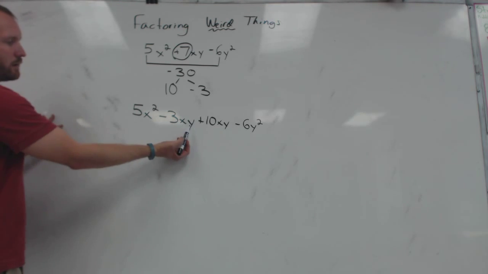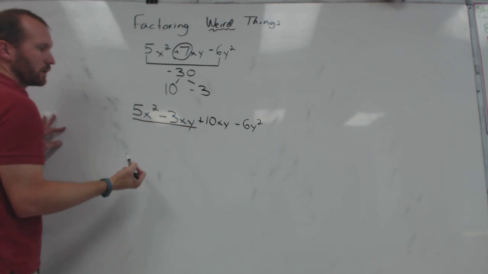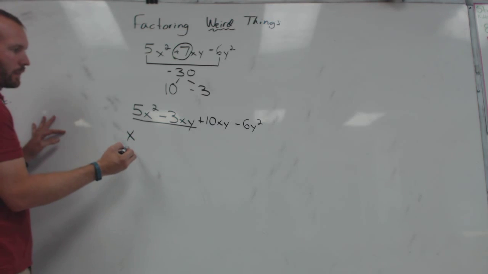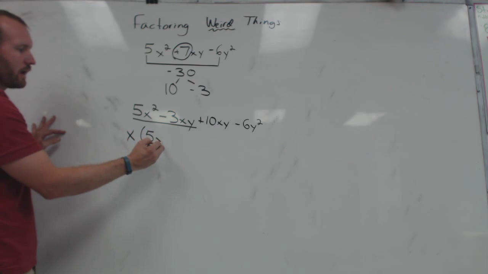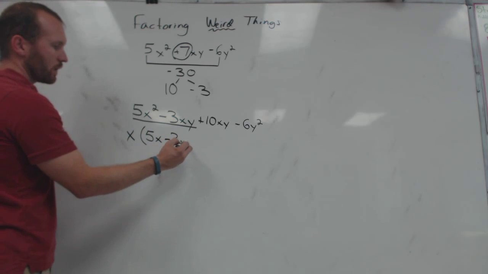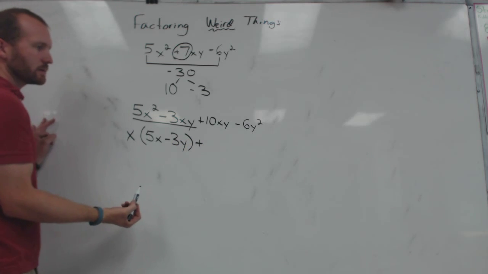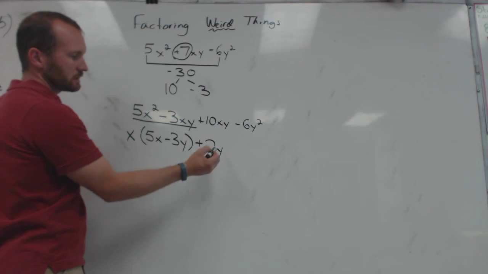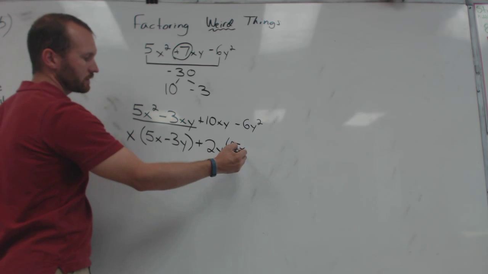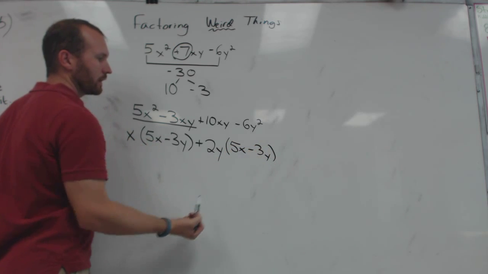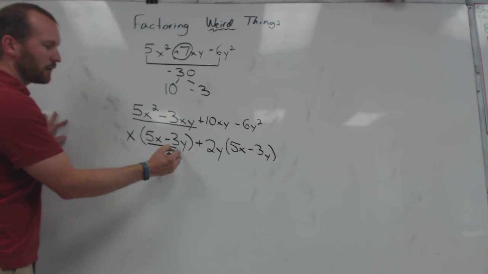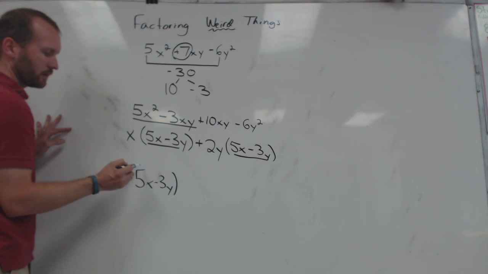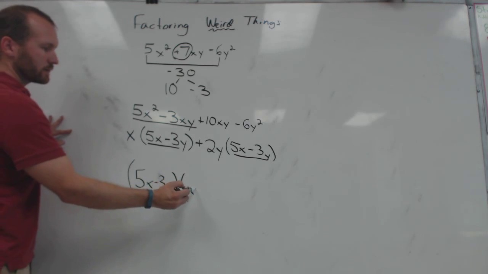All right. In the first group, I have x as the only thing in common. So I pull out x. I have 5x minus 3y left. Plus, in my second group, I have 2y in common. So I have 5x minus 3y left over. I pull out my blob, which is 5x minus 3y. And left, I have an x plus a 2y.